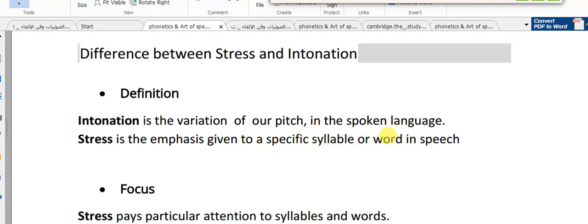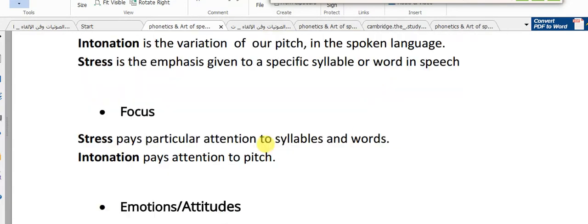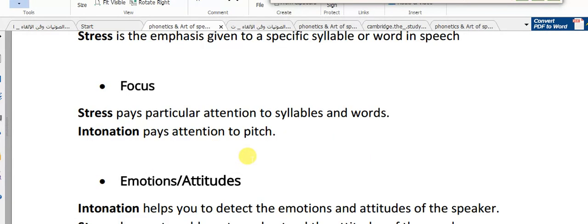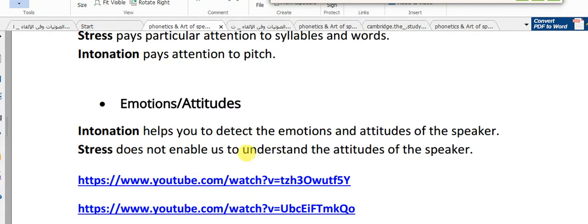وده اللي احنا بنركز عليه دايما في الامتحانات والاسئلة وفي الاسايمنتس. في الفوكس بقى الستريس pays particular attention to syllables and words. ده بيبقى التركيز فيه على syllables and words، like the intonation pays attention to pitch، على النغمة نفسها. Intonation بقى helps us to detect the emotion, attitudes, meaning, the messages of spoken language.